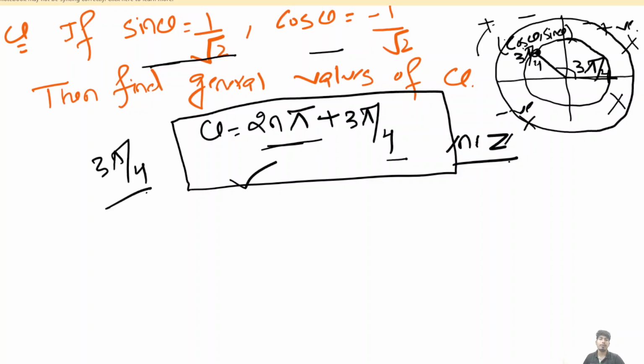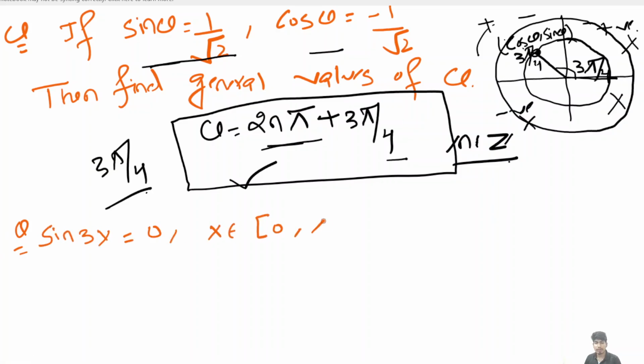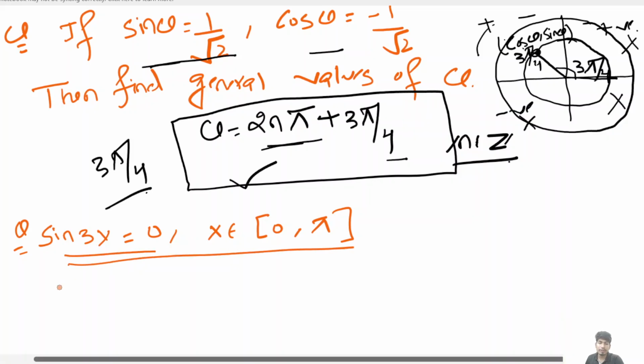Okay, then we do the next question. The next question is: sine 3x is equal to 0, where x belongs to 0 to pi. We have to solve this equation. Sine 3x equals 0.